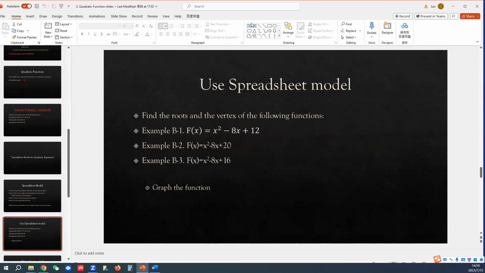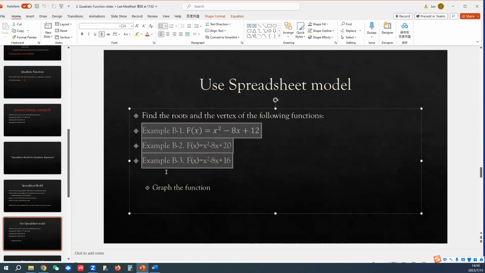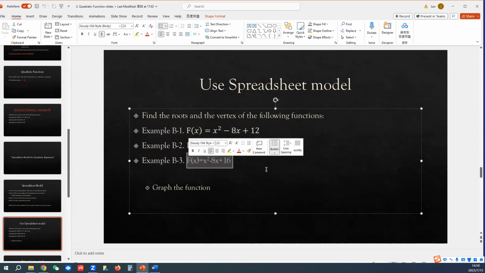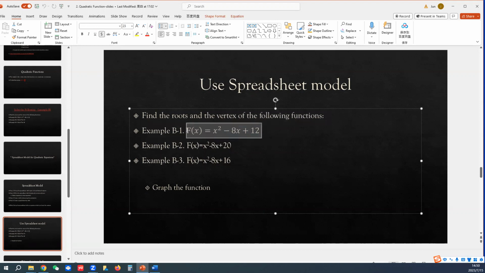Okay, so now let's look at those examples. I'm going to use this example that we utilized. So here we know B3 only has one solution, B2 has no solution, B1 has two solutions. Okay, it is actually the same parabola, just shifting up and down. Okay, so let's see how this is done.